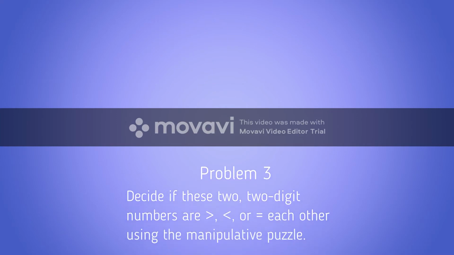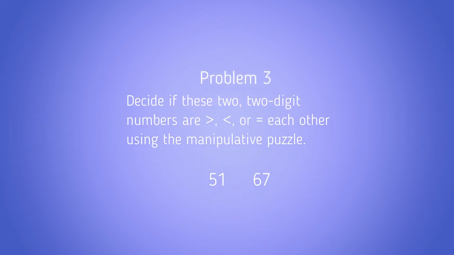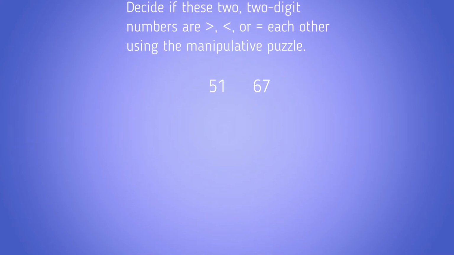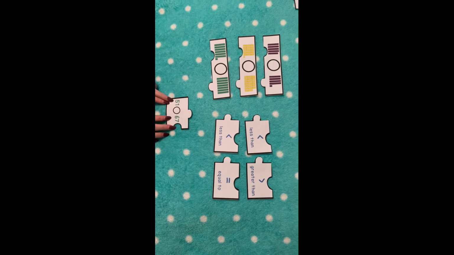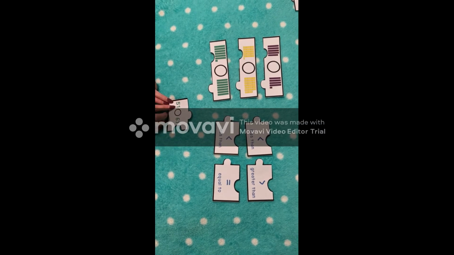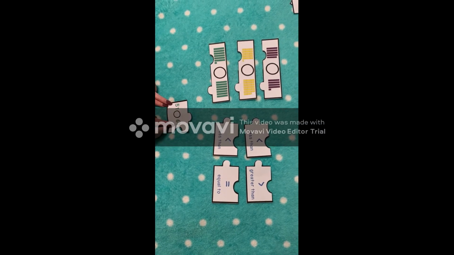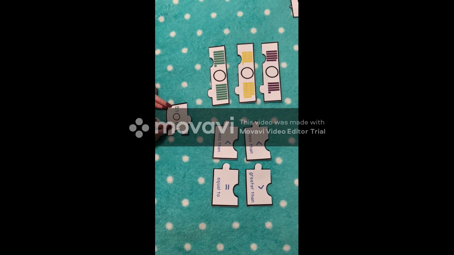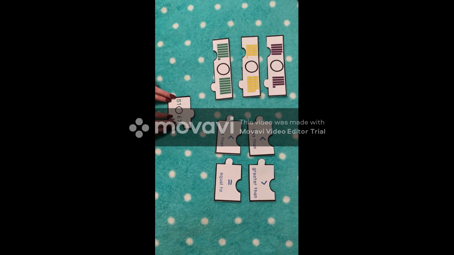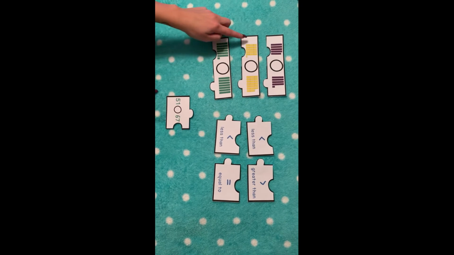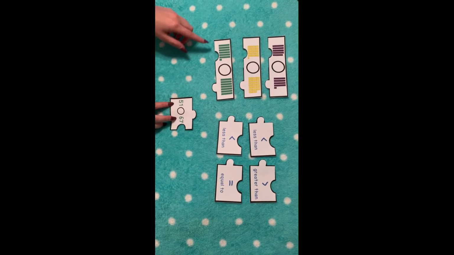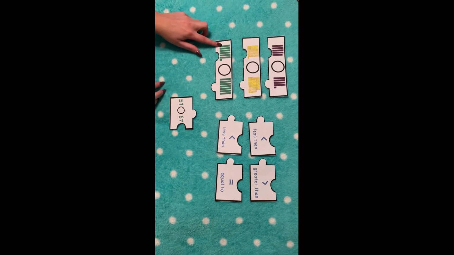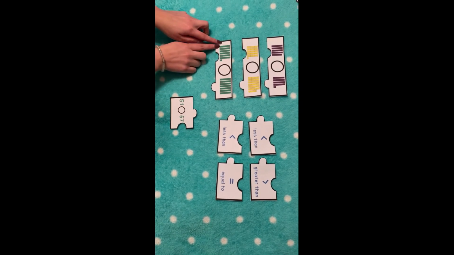Problem 3. Decide if these two two-digit numbers are greater than, less than, or equal to each other using the manipulative puzzle: 51 and 67. For problem 3, we have the numbers 51 and 67. We're going to do the exact same thing as the two before, except realizing which value represents these two new numbers. Let's begin with the first puzzle piece using the manipulative rods.